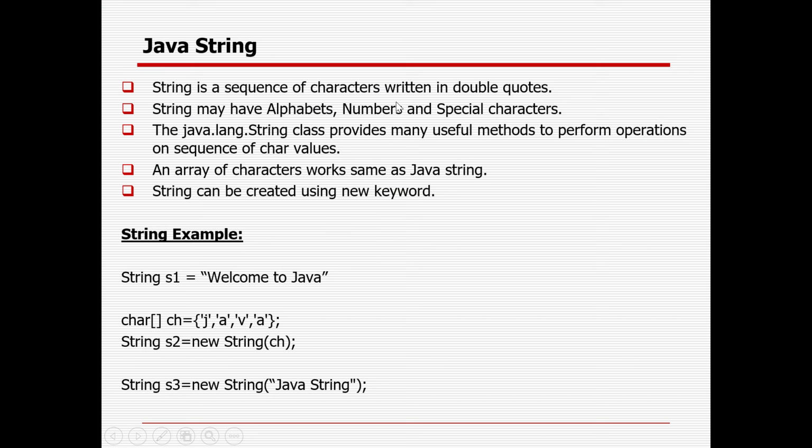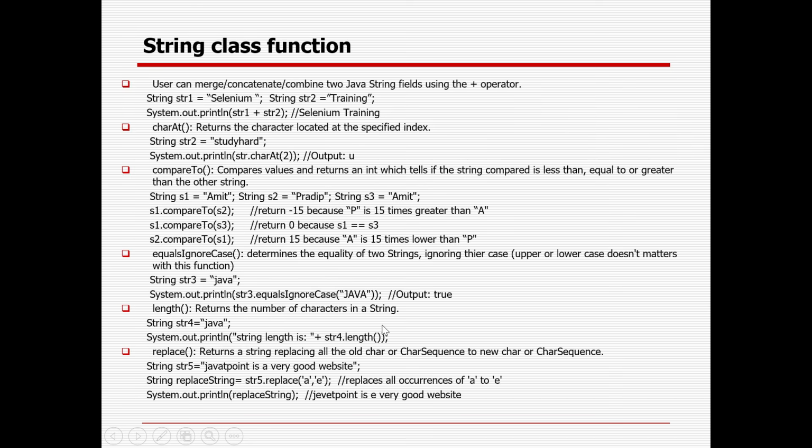So string is a sequence of characters written in double quotes. It can contain alphabetic, numeric, and special characters. Right? There is a java.lang.String class that provides many useful methods to perform operations. We can define it in a simple way, or we can use the new keyword, and we can convert a character array to string as well. So that is the way you can give it a try. So there are so many kinds of methods available.